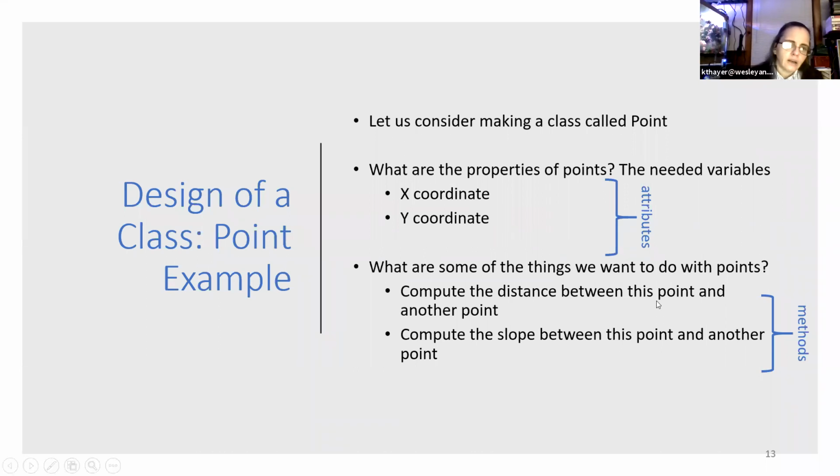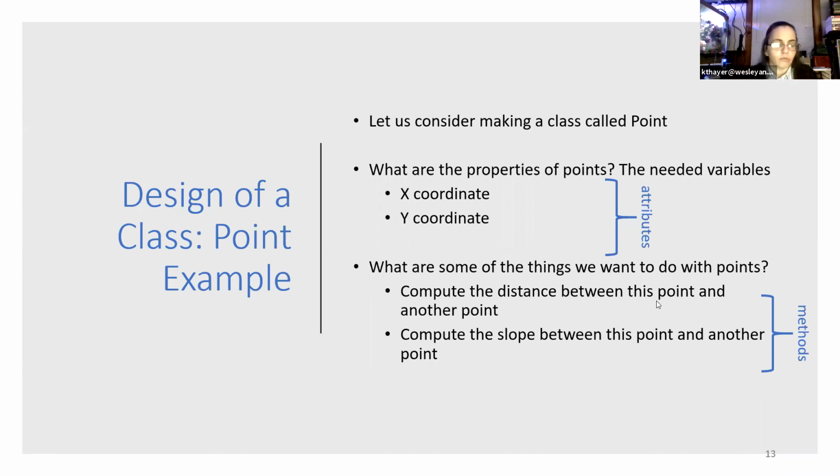So let's design a class for a point. So what are the properties of a point? So the needed variables. We kind of already talked about this when we looked at the form before. So we're going to need an x coordinate and a y coordinate. And some of the things we want to do with points, we want to compute the distance between this point and another point. So this is getting into how we might be developing methods. So we're thinking ahead of time, what are the things we'd want to do with it?